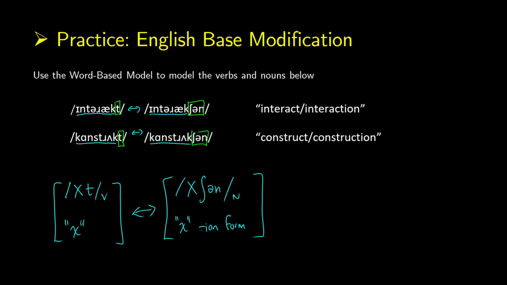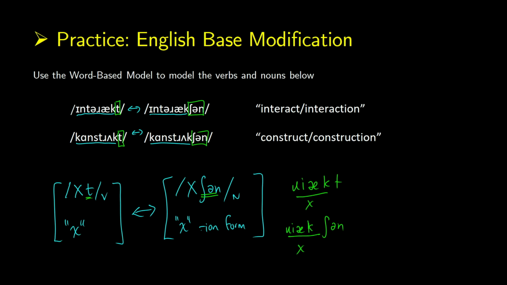So now we can see this correspondence. We could take a word like react. So there's react. That's our X. And in order to get the other form, we're going to keep react the same, and then we're going to change the T to shun. So we get reaction. Oh, there you go. Looks good. All right.